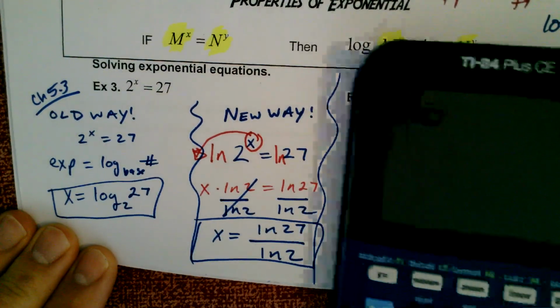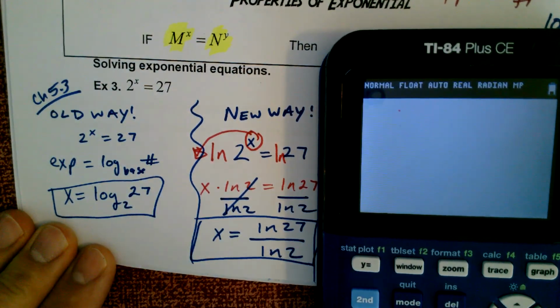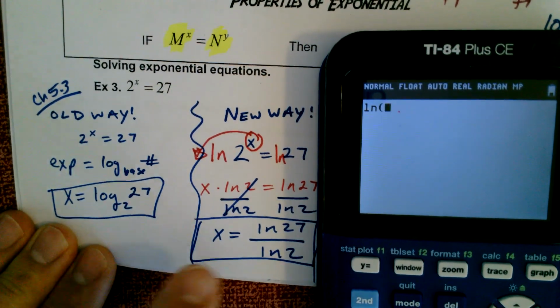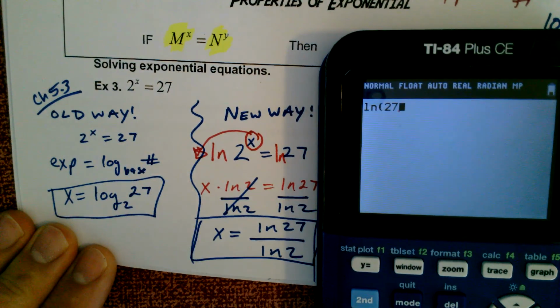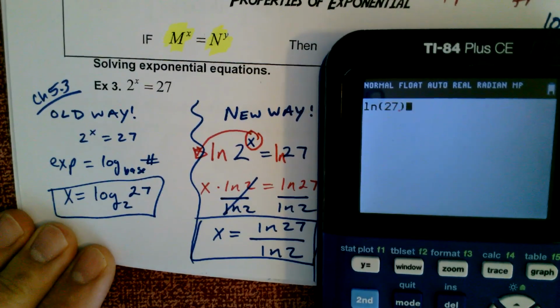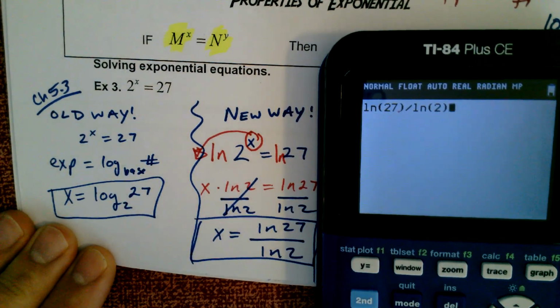Okay. You got to see what my MyMathLab wants. They might want an exact value. They might want a decimal, or they might want both. You got to see what they're asking for. So if they want both, I got my exact value, and then I got my decimal, natural log of 27, close it, divided by natural log of 2.